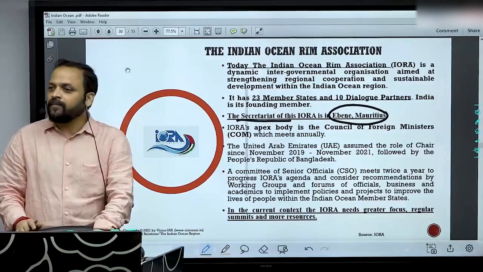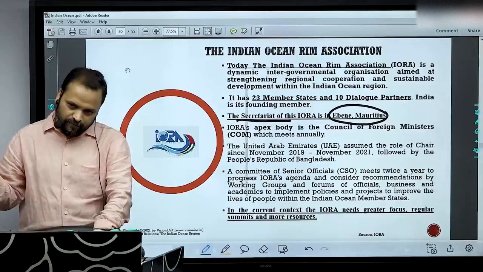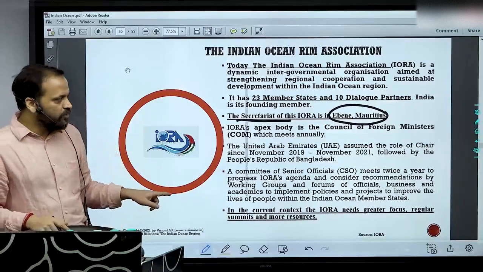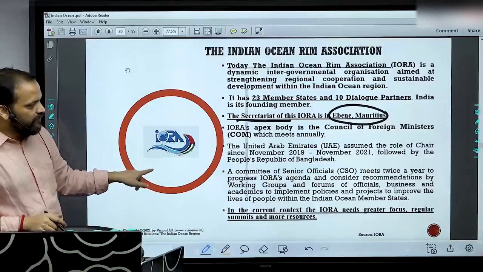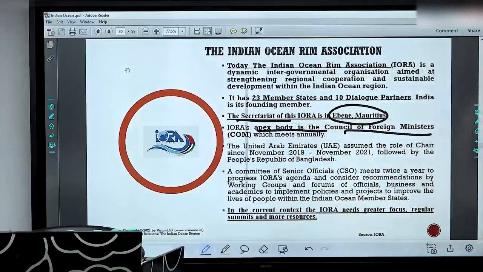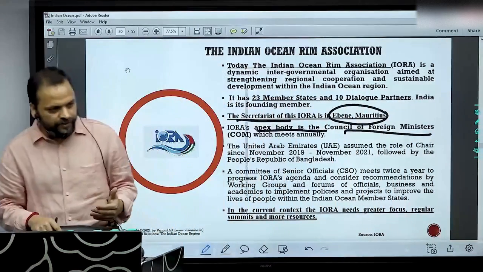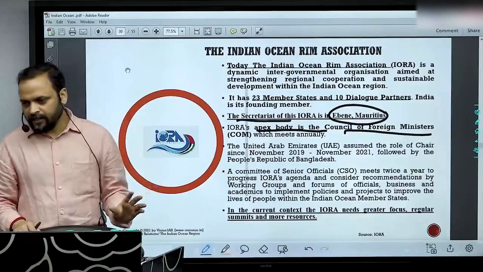But certain things, by the value of repetition itself, start getting consolidated. Right? The more you repeat, the more it becomes consolidated. The more you practice, you identify ways of solving questions. Where exactly is the decision making in Indian Ocean Rim Association? Generally, Indian Ocean Rim Association meets through foreign ministers. So, Council of Foreign Ministers is where these decisions are taken.